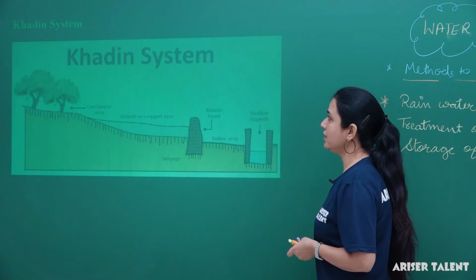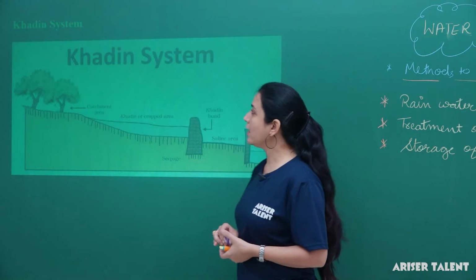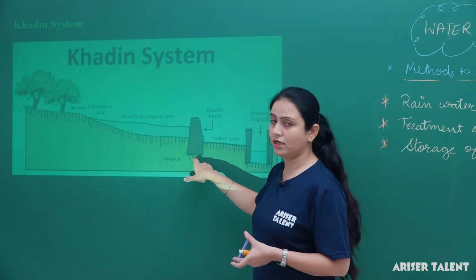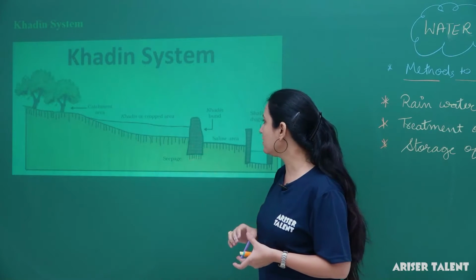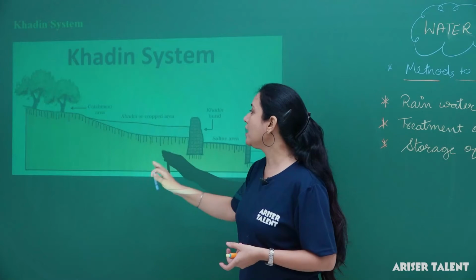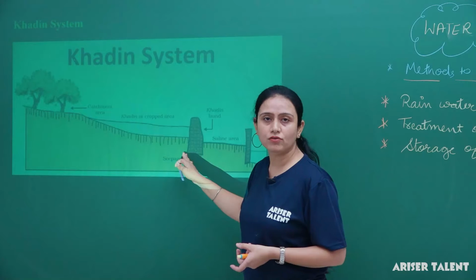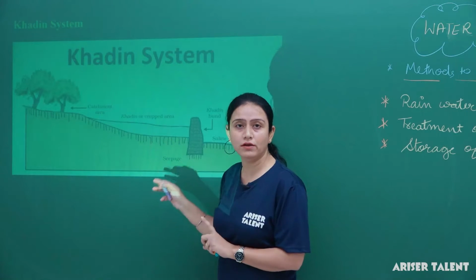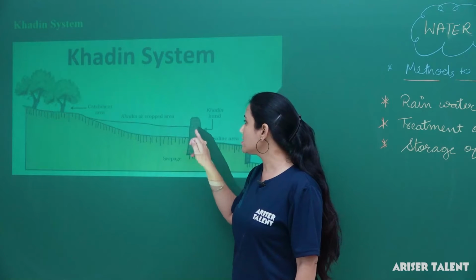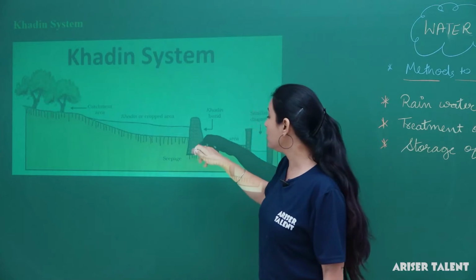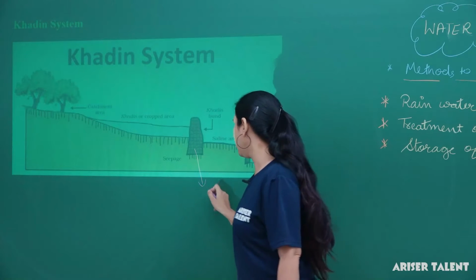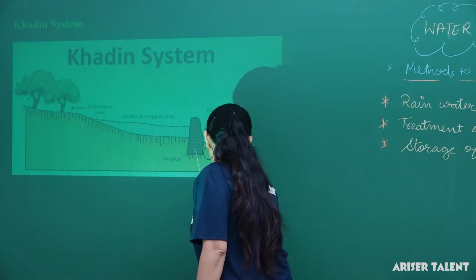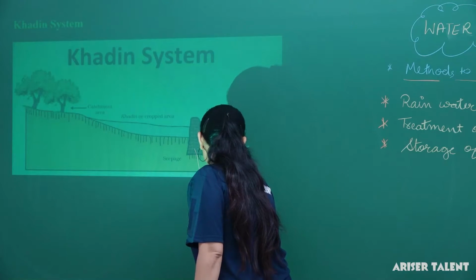Next is khadins. Here we can see khadins. Okay, the khadin system, what happens in the khadin system? We can see here an earthen embankment. Okay, this is the earthen embankment which is made at the lower edge of the farmland. This is the farmland. Here we can see, look, these processes are all related to rainwater. Okay, so here this is the khadin bund. So this is the earthen embankment. Let me mention earthen embankment.